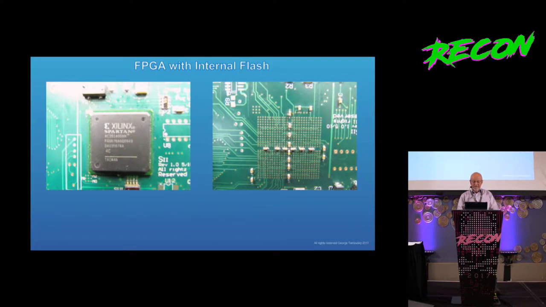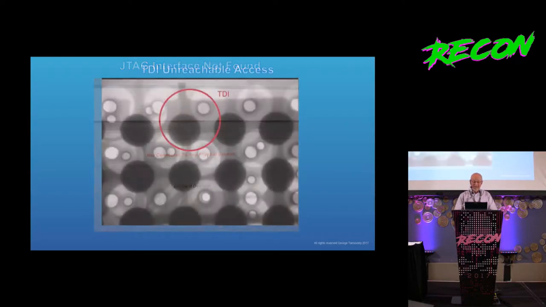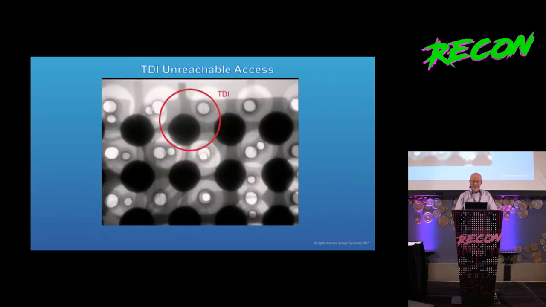Okay, so here's an FPGA board with a flash. It's got internal flash within the device, and this particular one we could not get access to. We couldn't program it. So the TDI pin, this is our software that we use. The JTAG was not found because the TDI pin was not connected. So there's TDI. How are we going to get to that? Well, we couldn't get to that via because it wasn't connected to the via. But we can get to the ball.